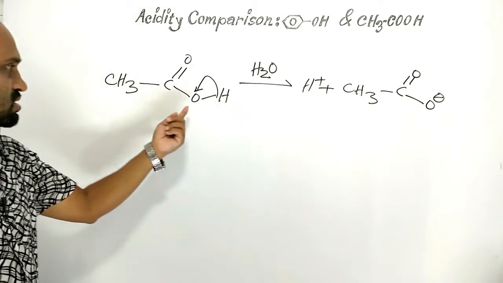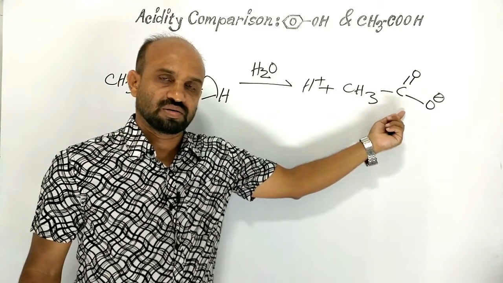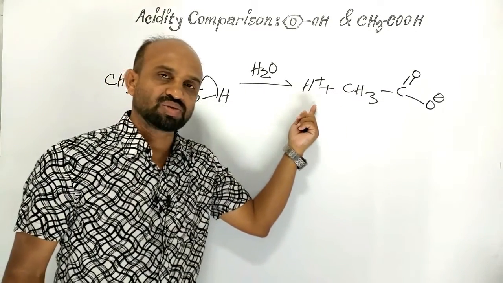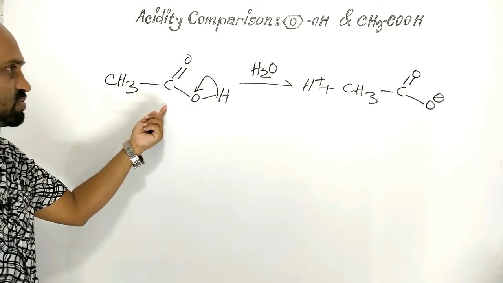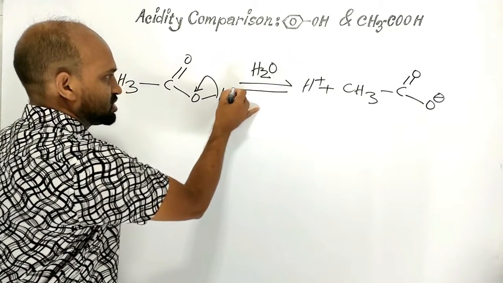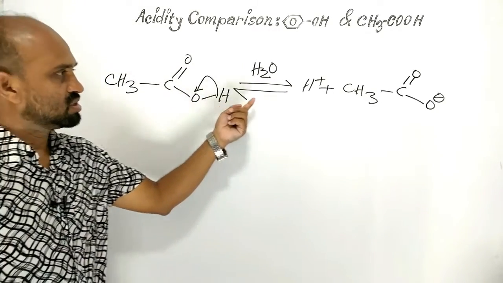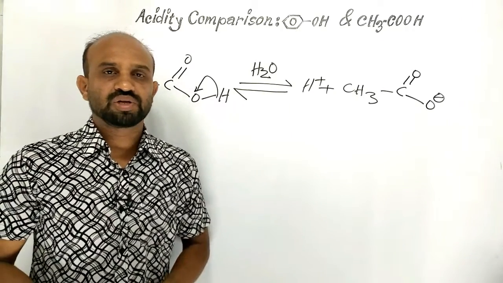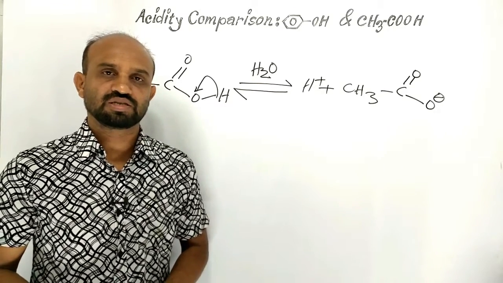As this is a weak acid, this acetate ion, the conjugate base of acetic acid, combines with this proton again to form this acetic acid. That means this reaction goes in the backward direction as well. As this is a weak acid, an equilibrium arrow is used and an equilibrium state is established. Now let's see the acidic nature of phenol.